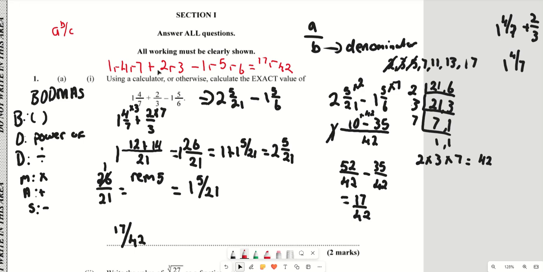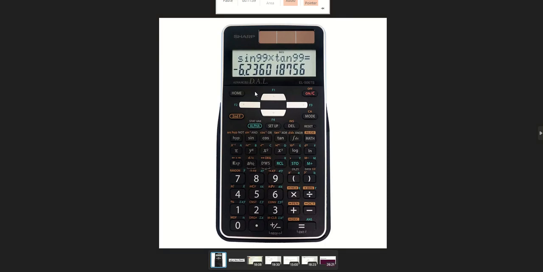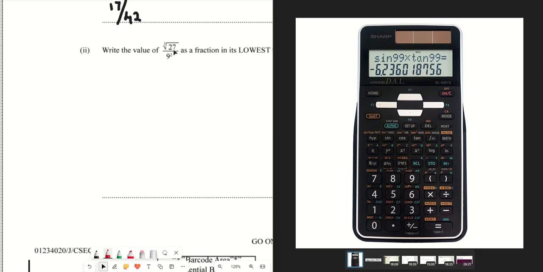So the red writing is how you would do it on the calculator. Part 2 says write the value of the cube root of 27 all over 9 squared as a fraction in its lowest terms. Now, let me pull up the picture of my calculator. This is why I'm telling you you're going to be doing this on your calculator unless you understand the cube root. Right, now let me do this in black.